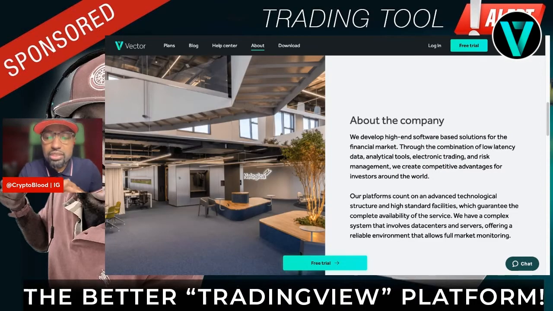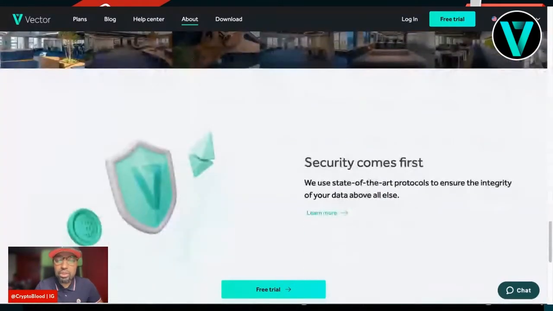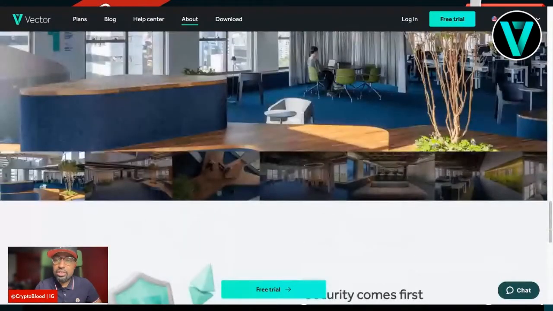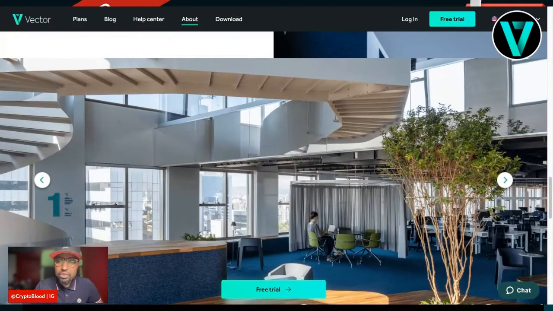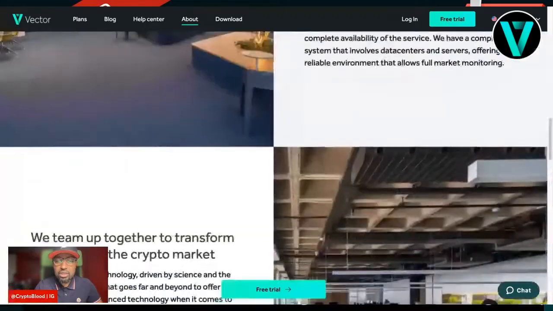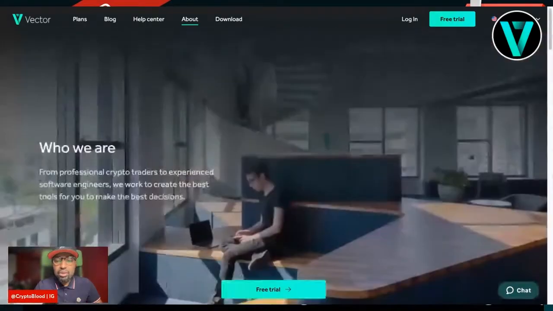Their parent company, Neligica, is based out of Brazil, and they've been developing high-end software for many years within the financial market. And of course, security comes first with them, and this is all integrated into the Vector trading platform that we're going to go over today. Look at this beautiful office space here in Brazil, their corporate headquarters. Enough about the parent company.